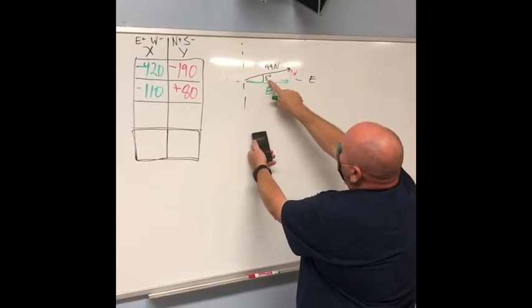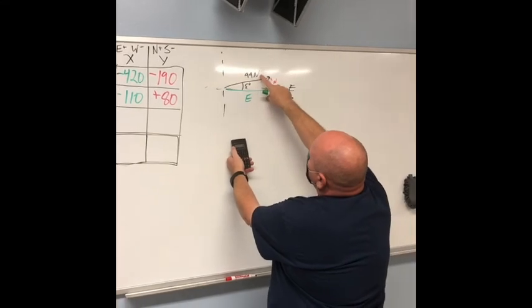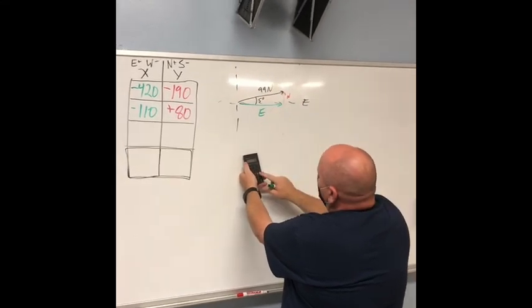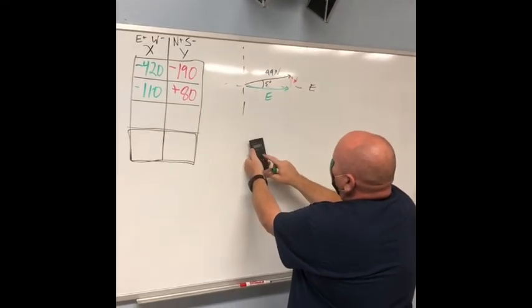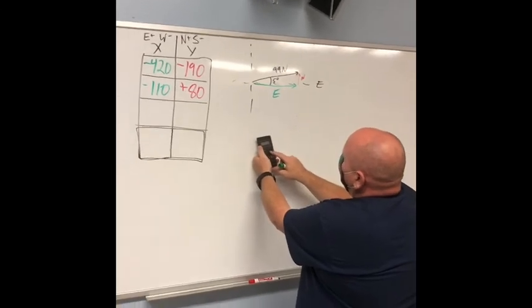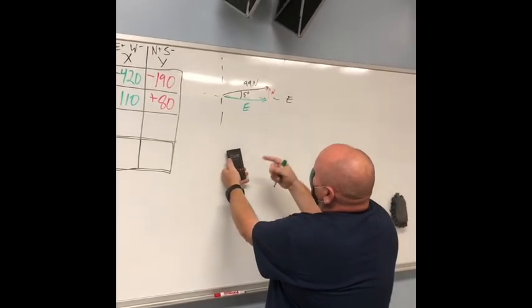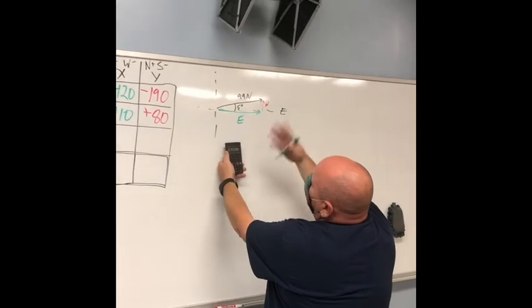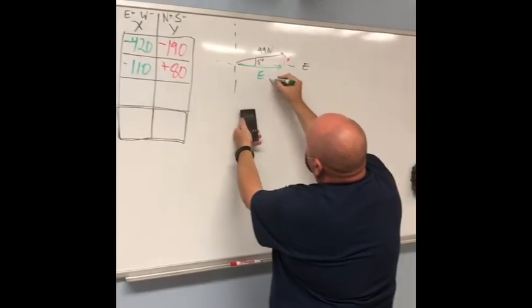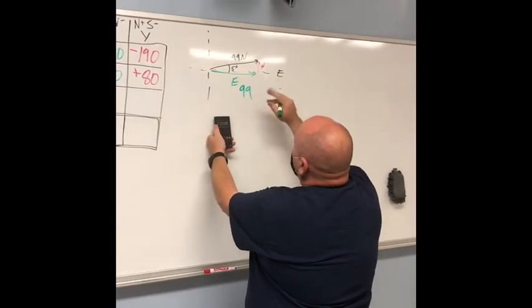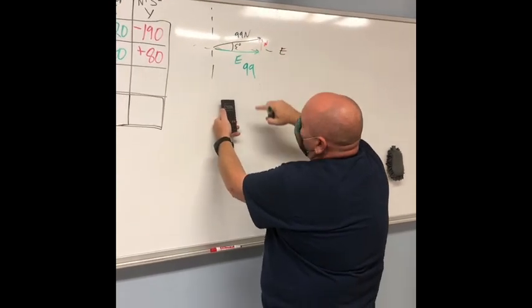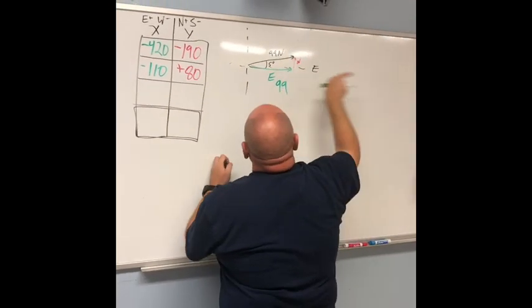So cosine of 5 times 99 is going to equal our x or eastward component. And it should be really close to 99. So I get 98.6, 2 sig figs, so that rounds to 99. Don't worry about the rounding, it's fine. So that's 99, and that is positive because it's that way.